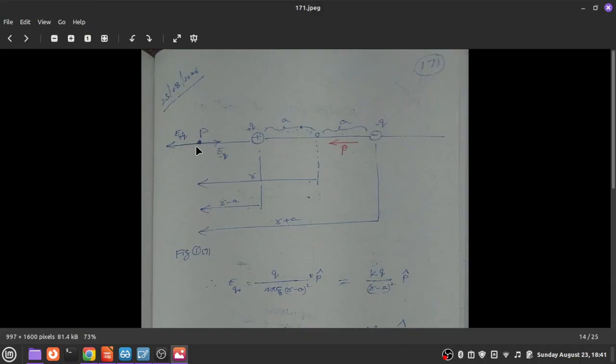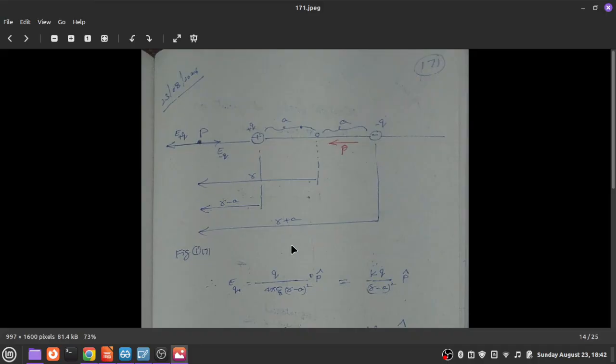Point P is at a distance of r meters from the center of the dipole. Whereas the positive charge is at a distance of r minus a, because we are measuring distances from O to point P. O to point P is r. So the distance from the positive charge to P is r minus a. Similarly, the distance from point P to the negative charge is r plus a.